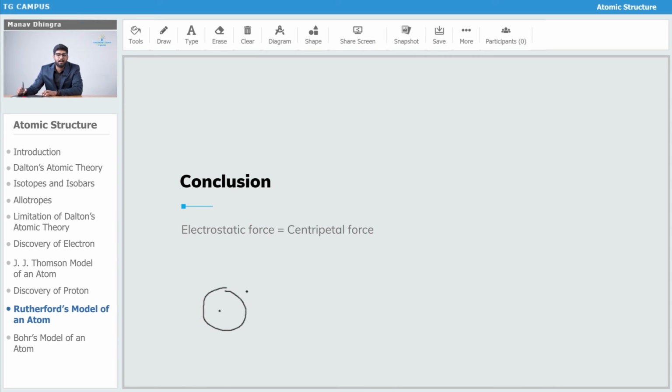So let's say this is an atom. In the center we have the nucleus and the electron is somewhere over here. This has an electrostatic force of attraction between them. Also at the same time, it is having centripetal force which is trying to pull out the electron from its orbit, and it is applied at a 90-degree angle. So that is how the electron was revolving around the nucleus.